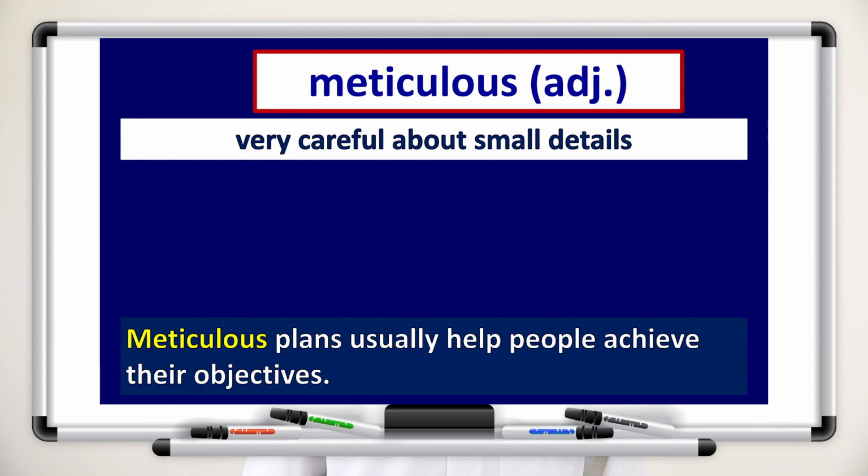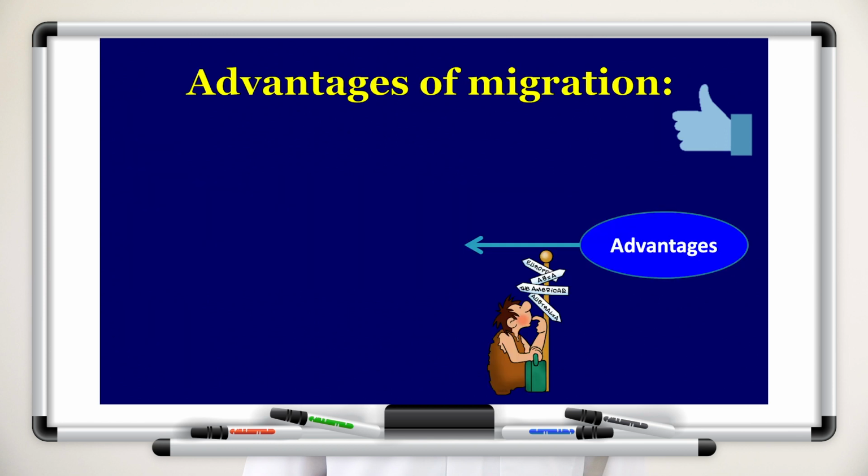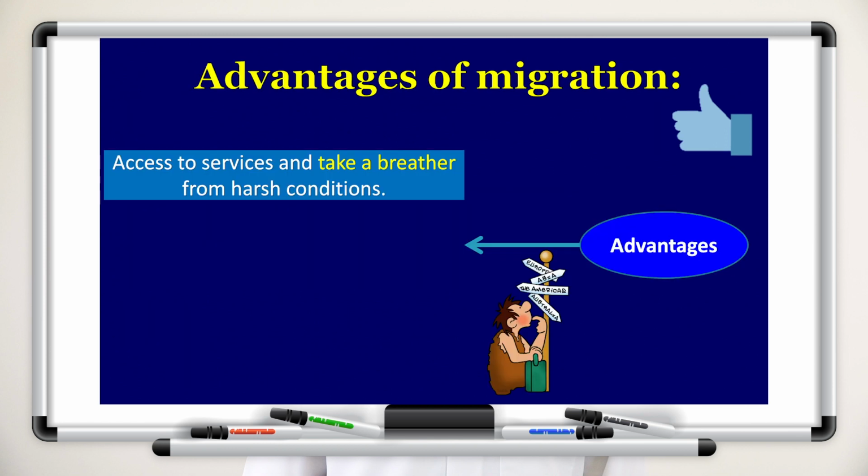For example, meticulous plans usually help people achieve their objectives. Now, migration has many advantages and disadvantages. Other words would be many pros and cons. Let's discuss the advantages of migration first. One of the advantages would be access to services and taking a breather from harsh conditions.